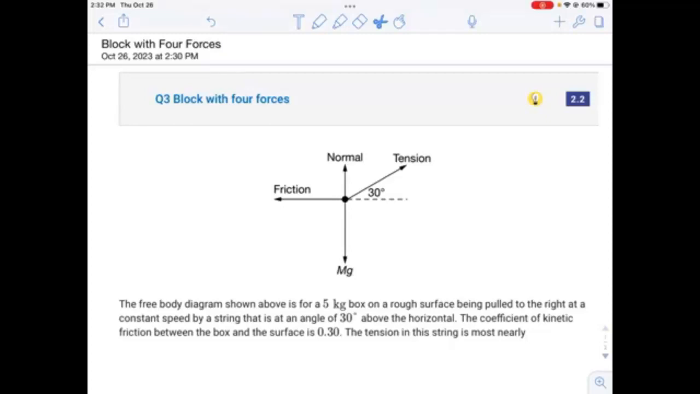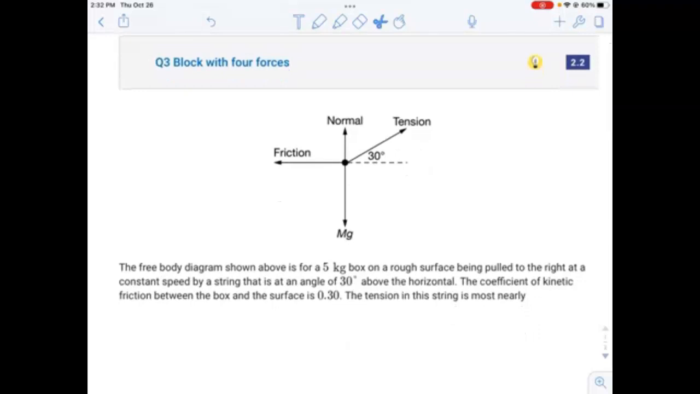Block with 4 forces. The free body diagram shown above is for a 5 kilogram box on a rough surface being pulled to the right at a constant speed, so forces balance, no acceleration, by a string that has an angle of 30 degrees above the horizontal. The coefficient of kinetic friction between the box and the surface is 0.30. Don't forget, kinetic friction happens when objects are sliding against each other. So we're looking for the value of the tension in the string.